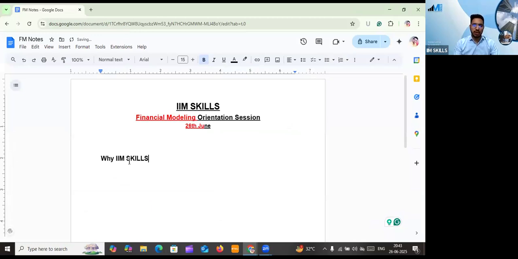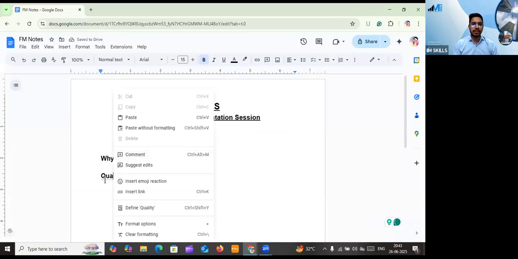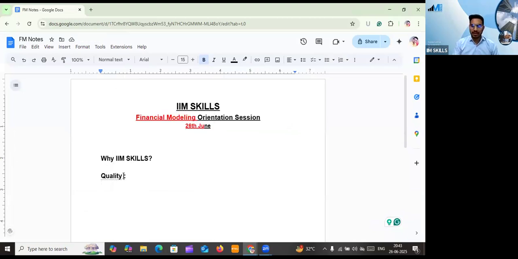So why IIM Skills? I always answer this question from the very important part, that is the quality part. First of all, it's been close to 10 years now. We are about to touch 11 years very soon, that the quality of the training that we are offering, this is not something where you will be getting only theoretical knowledge. We will not be reading some books and just asking you to do the exercises on your own. No, this is not going to be the case. Anything or everything that we will be teaching here will be 100% practical.